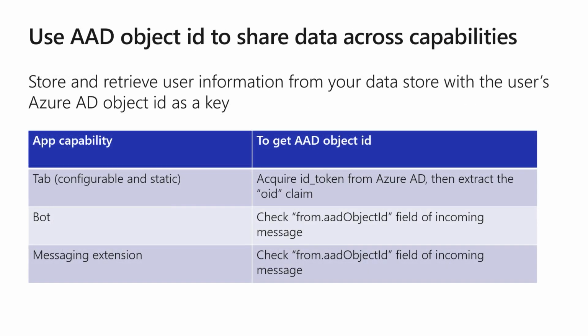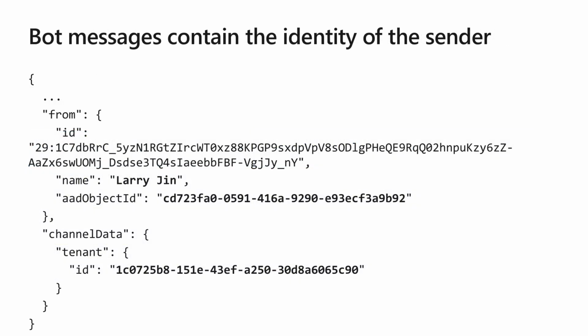We get asked a lot how a tab, a bot, and a compose extension can share state and which IDs will be the same between the different contexts. The AAD object ID or user ID will be the ID that you can use in all the contexts to know that you're talking to the same user. In order to do these login flows, the information needed for the bot flow is actually located within the bot's message in either the AAD object ID or the tenant ID field.